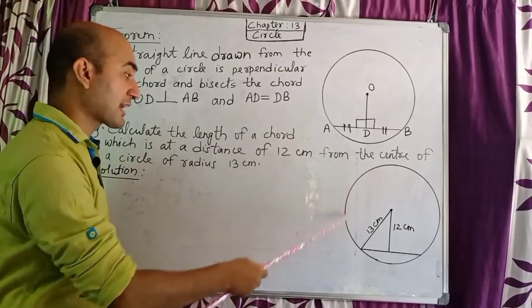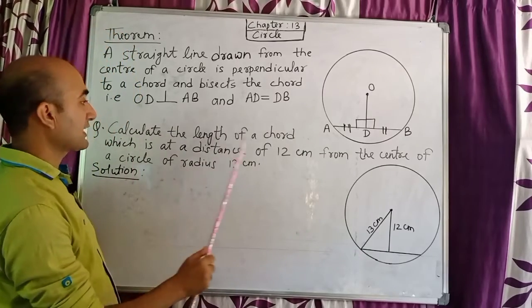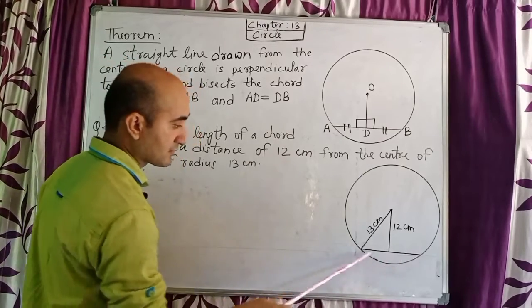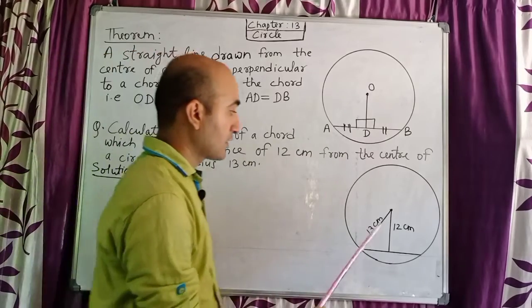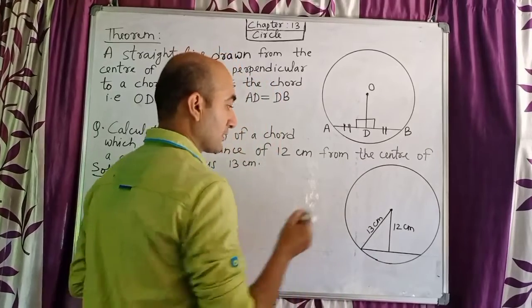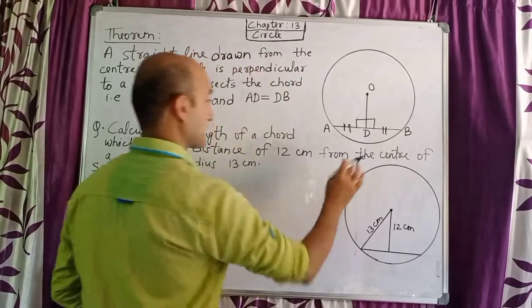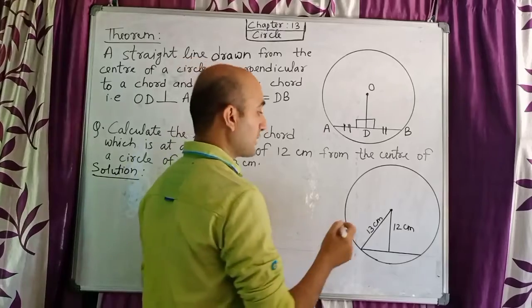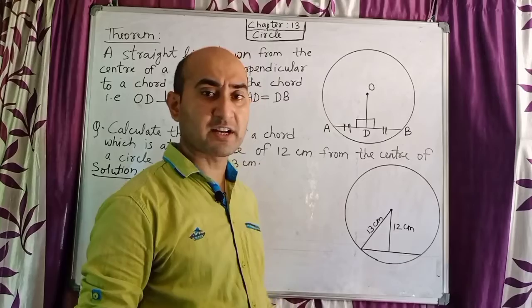So I made this diagram of my own, and as per the question, you have to find the length of the chord. This is the chord here, which is at a distance of 12 centimeter from the center. So from the center its distance is 12 centimeter. That's why I made from center to the chord the distance 12 centimeter. And the next point is the radius of 13 centimeter. And you can see this is the radius. Now you might be saying how this is the radius?